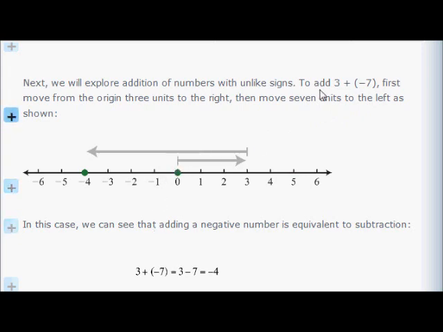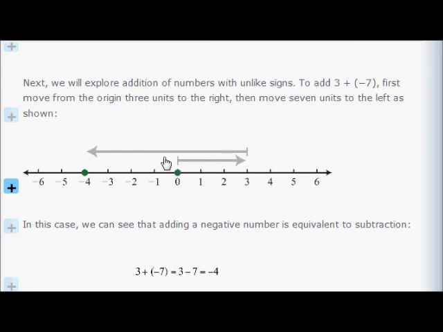So let's try it when we have one number that's positive and one that's negative. Well, as you can imagine, the positive number moves us to the right, and the negative number moves us to the left. So it's really going to depend what has a bigger magnitude, the positive number or the negative number, in terms of what we end up with. If we were adding 3 plus negative 3, we'd go 3 to the right and 3 to the left, and we'd end up right where we started at the origin. So that would be 0.